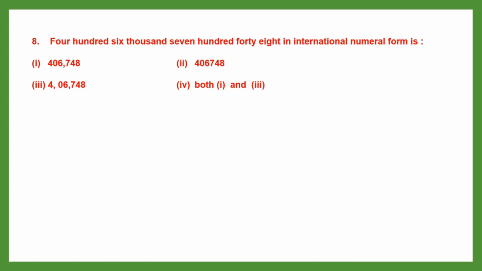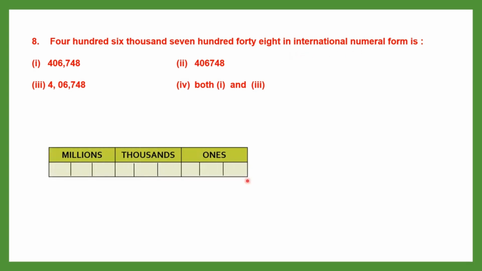Question 8. 406,600 748 in international numeral. They want us to draw the international place value chart. Let's do that. So we have the international place value chart. When you say millions, you should know we're talking about the international place value chart.